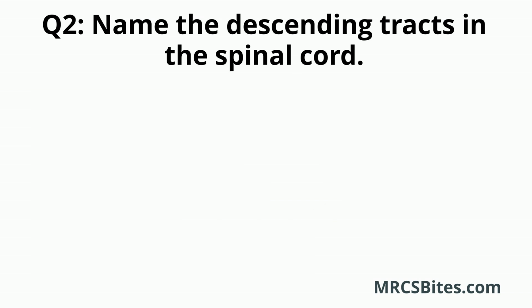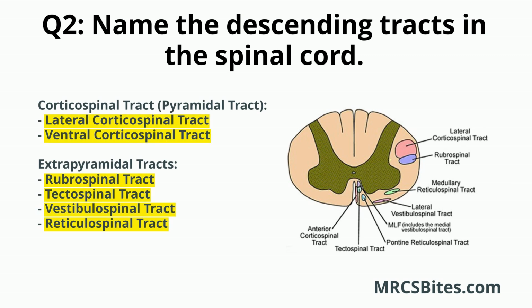Question 2. Name the descending tracts in the spinal cord. The descending tracts in the spinal cord are pathways that carry motor signals from the brain to the muscles and glands. The main descending tracts include corticospinal tracts, also known as pyramidal tracts. They are the lateral corticospinal tract, which primarily controls voluntary movements, especially fine movements of the limbs, and the ventral corticospinal tract, which mainly controls axial muscles, such as those in the neck and trunk.